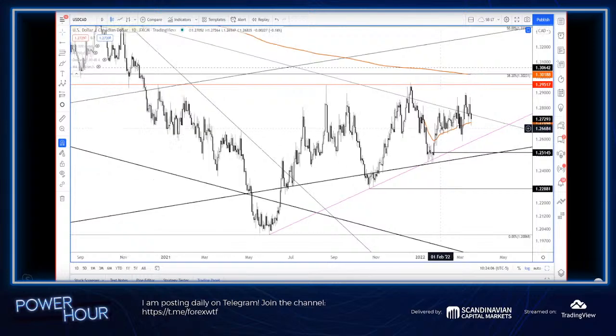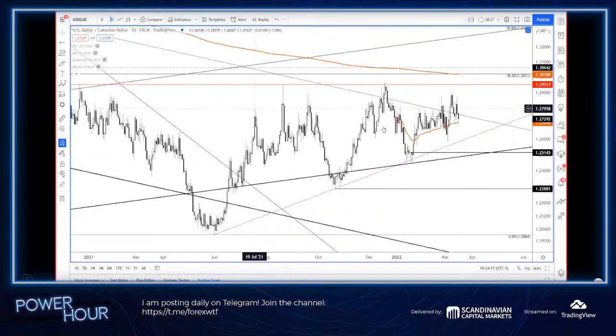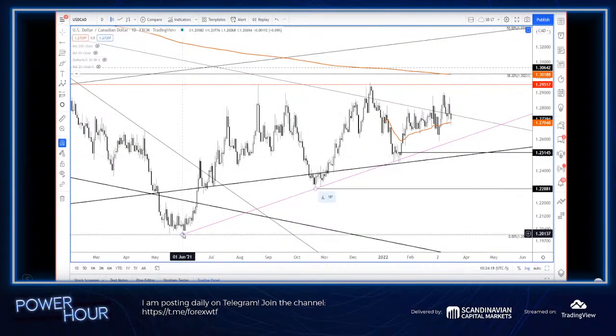So A, B, C, D, E, or maybe all of this is E. Either way, I'm kind of respecting this idea that we have a big triangle and that we have the possibility of bursting higher in dollar CAD as long as we hold this trend line. It goes back to the low from last year, from last June.